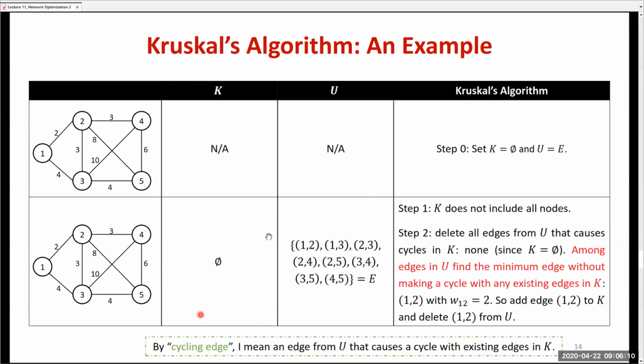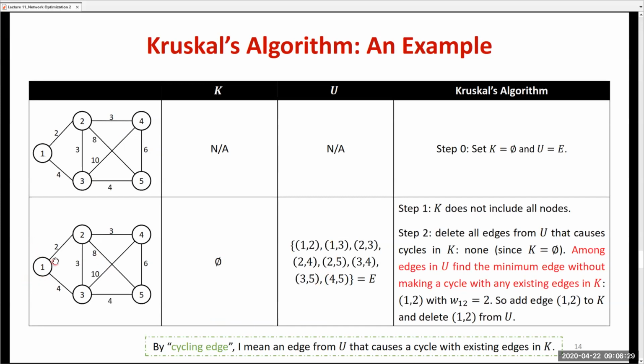Okay. Now, step number 1, optimality test. Does K include all nodes already? No, clearly not. Then step number 2 is that I'm going to delete all edges from U that cause a cycle in K.